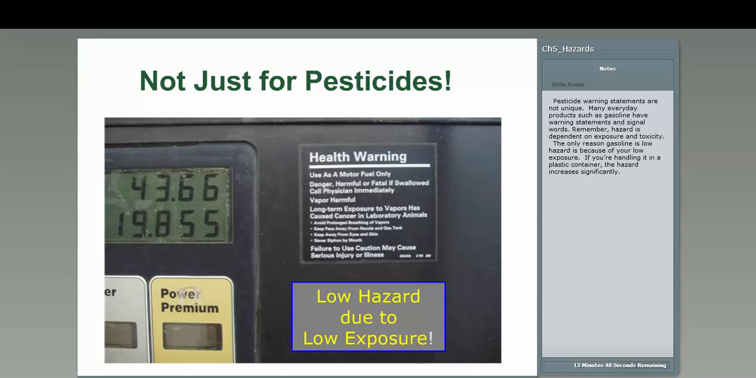Pesticide warning statements are not unique. Many everyday products such as gasoline have warning statements and signal words. Remember, hazard is dependent on exposure and toxicity. The only reason the gasoline is low hazard is because of your low exposure. If you're handling it in a plastic container, the hazard increases significantly.